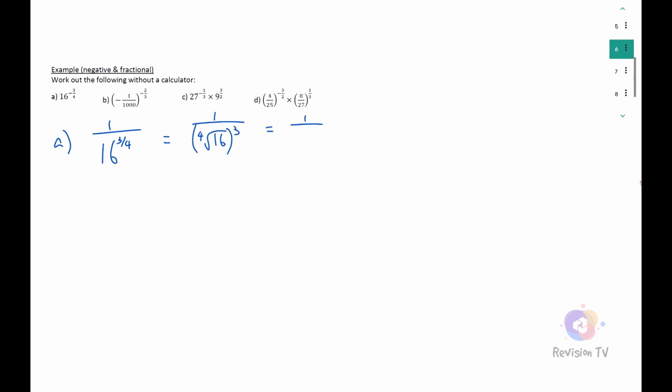The 4th root of 16 we just did in the previous practice is 2. 2 cubed is 8. So the answer is 1/8.